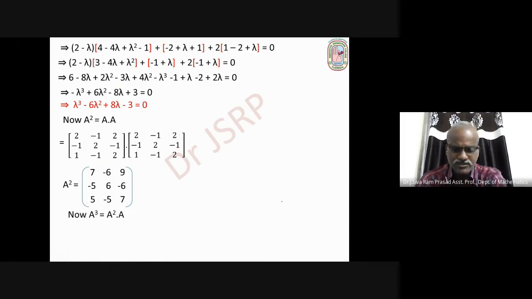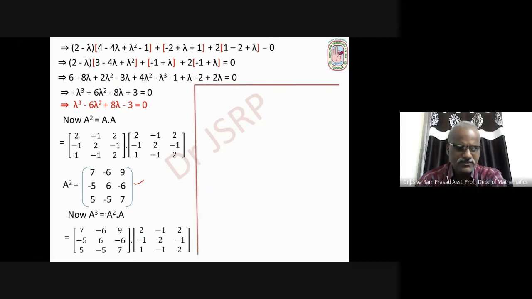Next, to find A cube. So A cube equals A square into A. So first A square is this matrix, A square into A, the given matrix. Here also the same, perform matrix multiplication. You get A cube: first element, first row into first column, same procedure, you get 29.